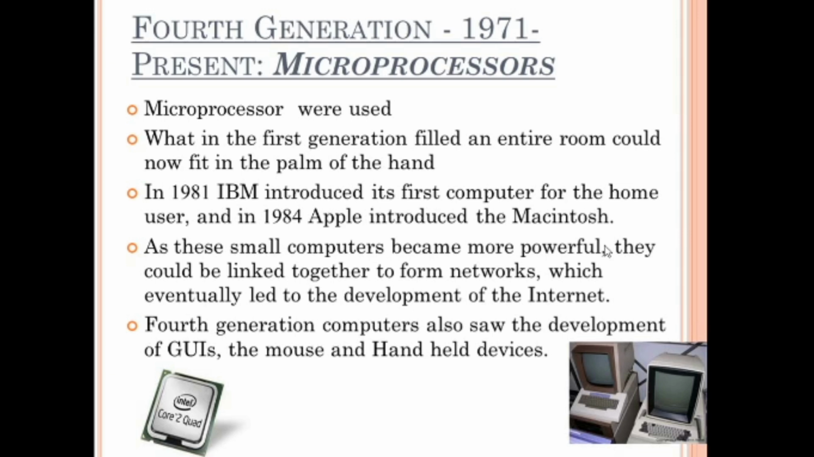In 1981, IBM introduced its first computer for the home user, and in 1984, Apple introduced the Macintosh. As these small computers became more powerful, they could be linked together to form networks, which eventually led to the development of the internet. Fourth generation computers also saw the development of GUIs, graphical user interfaces. The mouse and handheld devices were also introduced during this period. So it became user friendly.